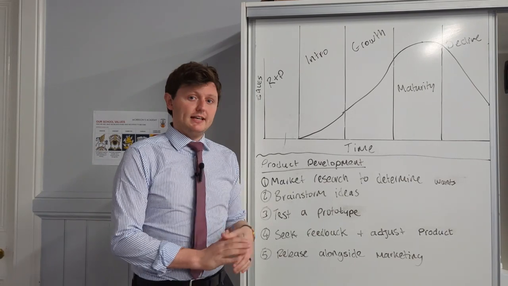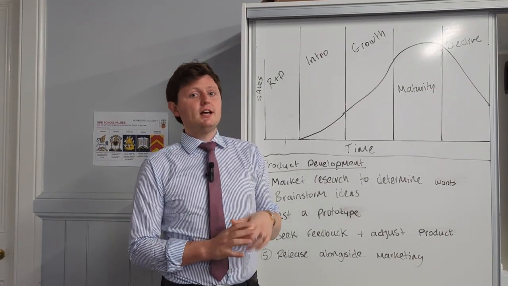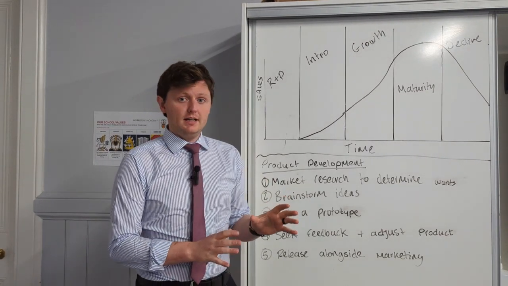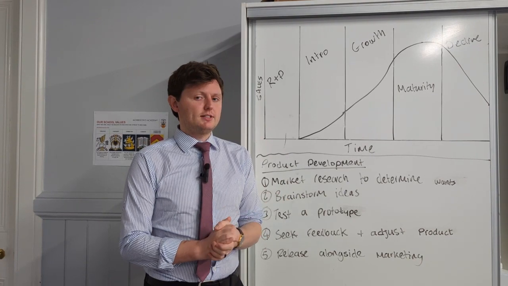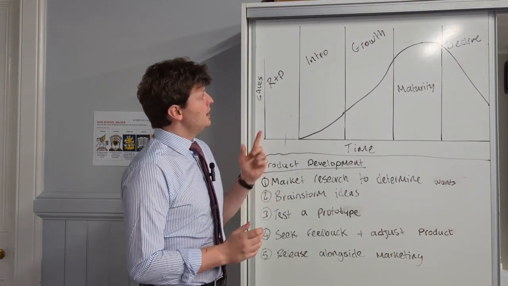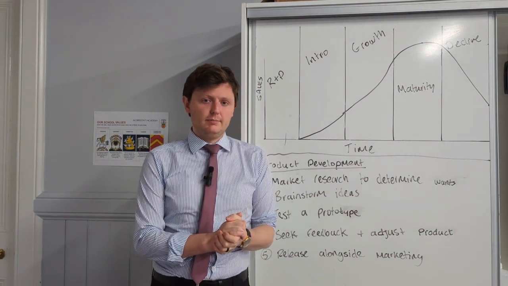As we've looked at previously, the marketing mix has 4 Ps: product, place, price, and promotion. This video will focus a little bit on product. Now, there's 4 elements that we have to look at when we look at product in the marketing mix, and this video is going to focus on 2. The first of which is the product lifecycle, and the second of which is product development.